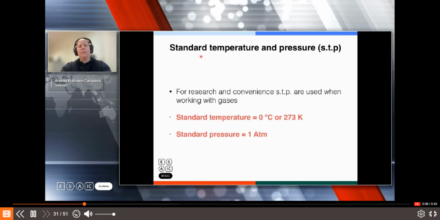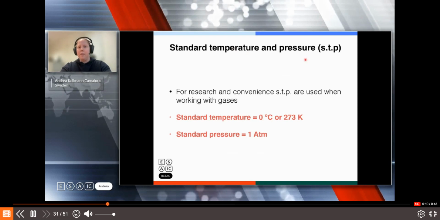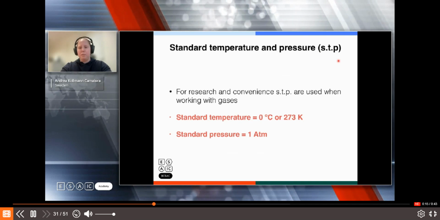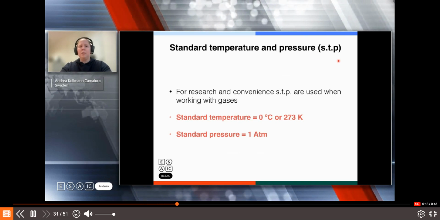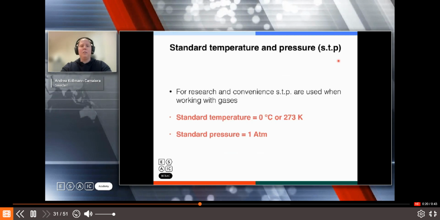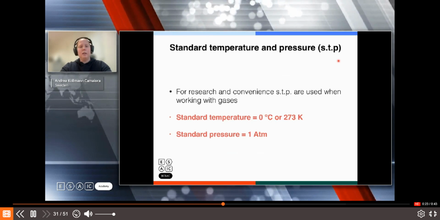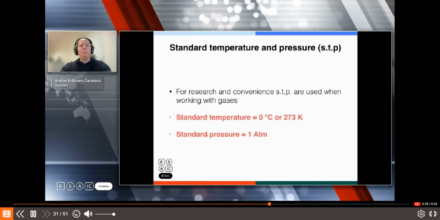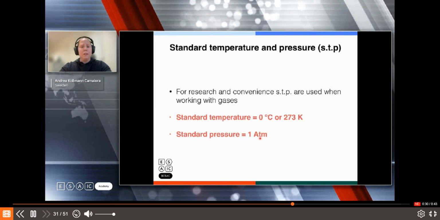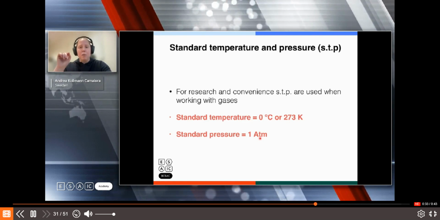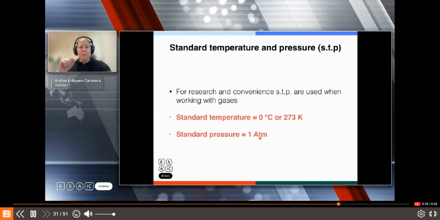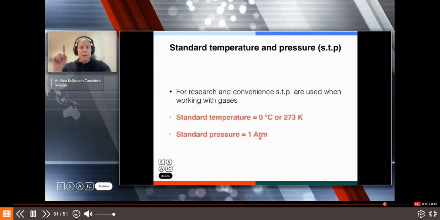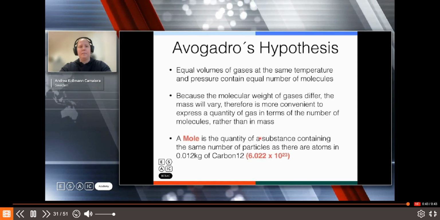So there's something called the standard temperature and pressure, the STP. And this is fully arbitrary. A group of researchers said, okay, we need to work with something. We need something called the STP. We're going to say that the standard temperature is 0 degrees Celsius or 273 Kelvin, and the standard pressure is 1 atmosphere. So whatever I have at this combination is STP. So STP is standard temperature at 0 degrees Celsius and standard pressure at 1 atmosphere.